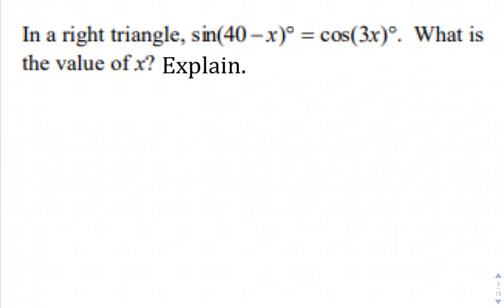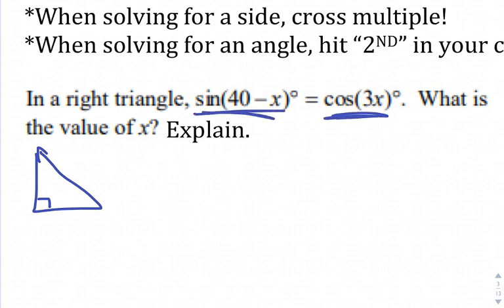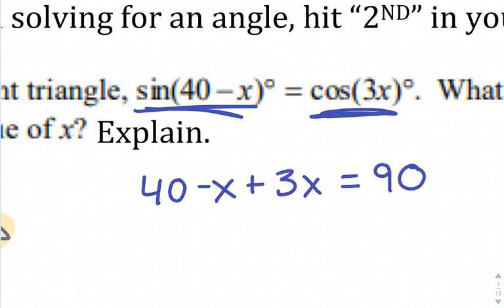So the first one says, in right triangle, sine of 40 minus x equals cosine of 3x. So I know it's a right triangle. Remember, the sine of one angle equals the cosine of the other angle. However, we're talking about these two angles in a right triangle. So remember, those two angles always add up to 90. Therefore, to solve for x, I'm going to do 40 minus x plus 3x equals 90. So those angles aren't equal to each other. They add up to 90.